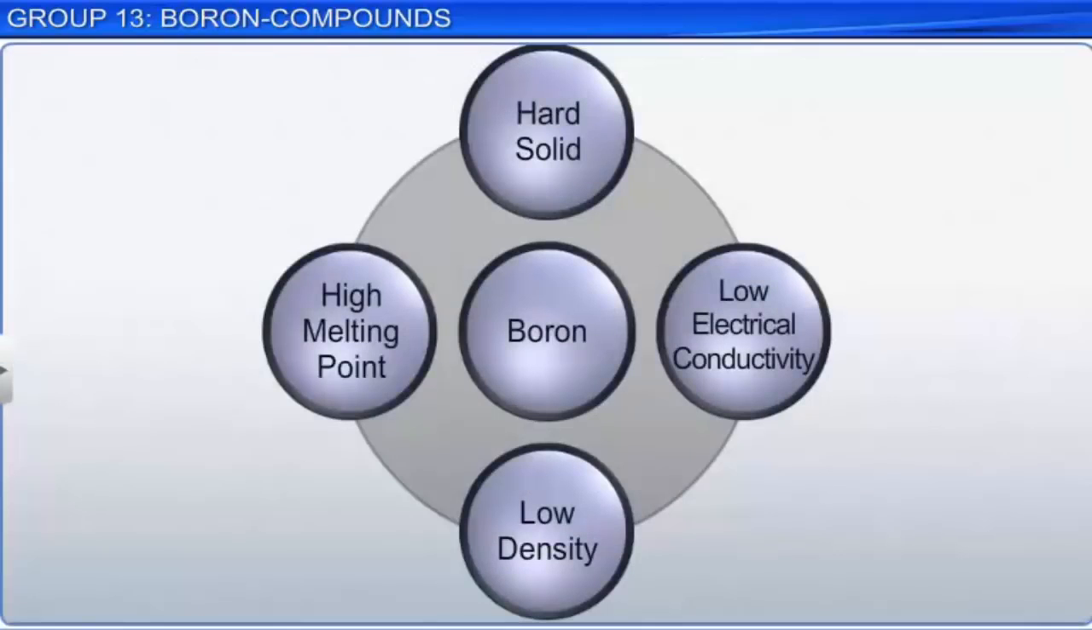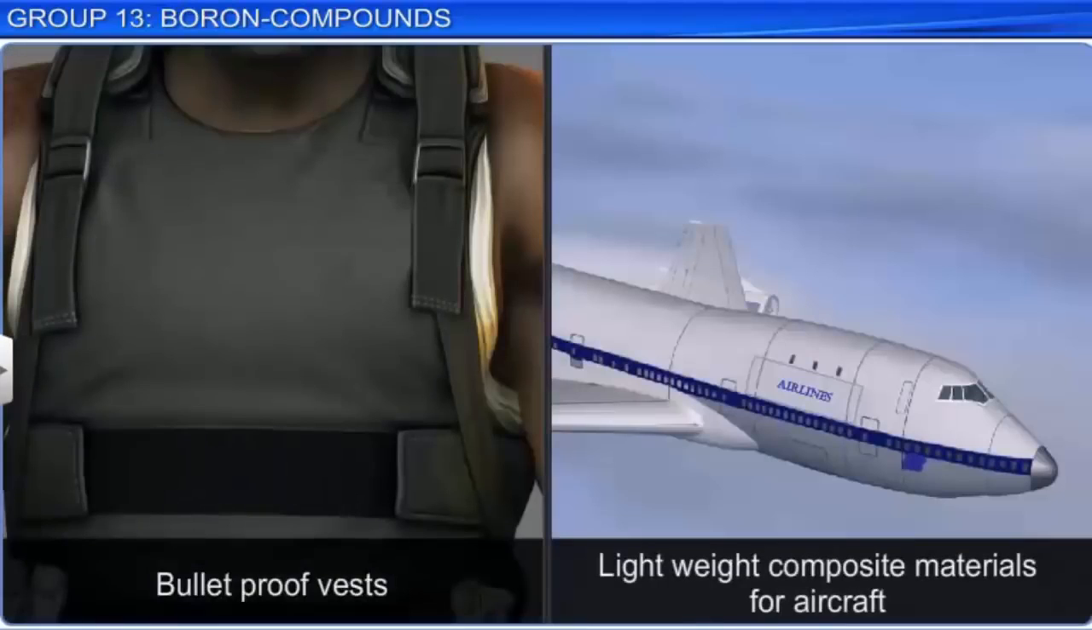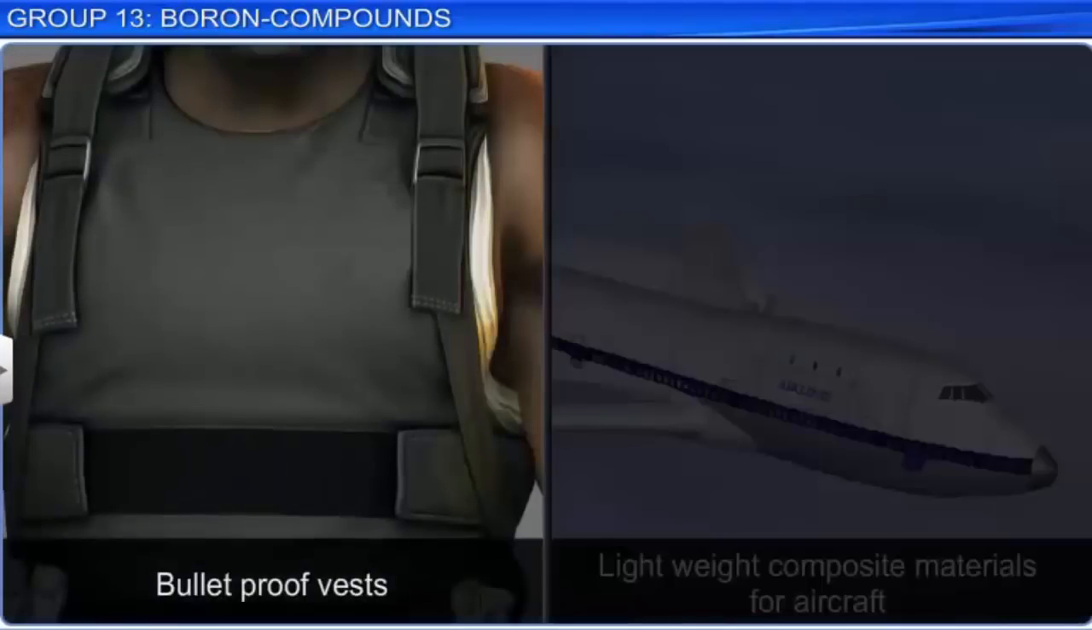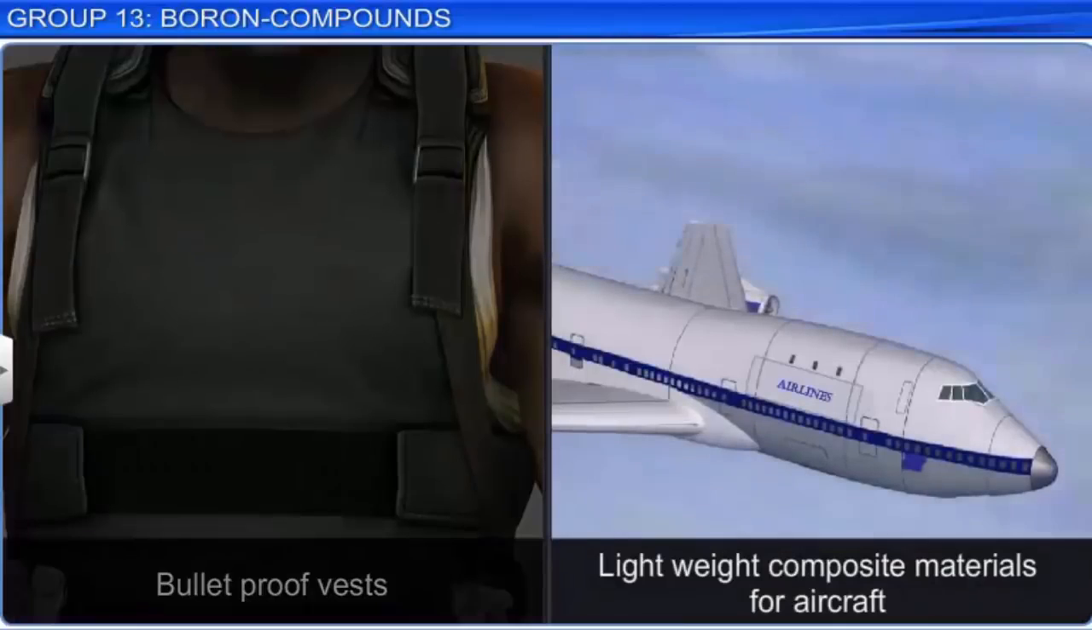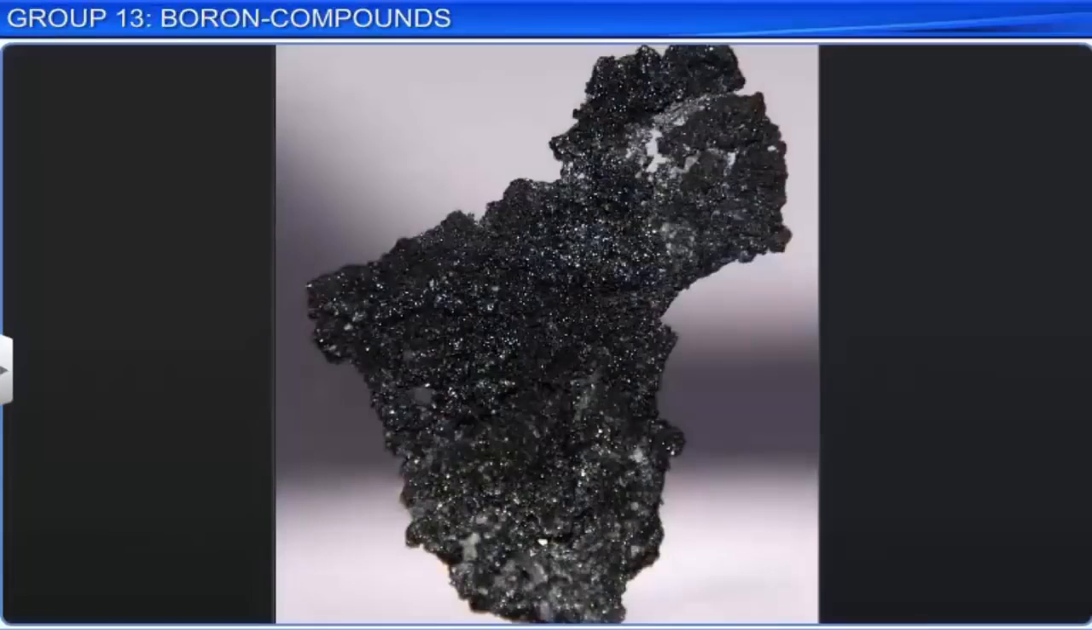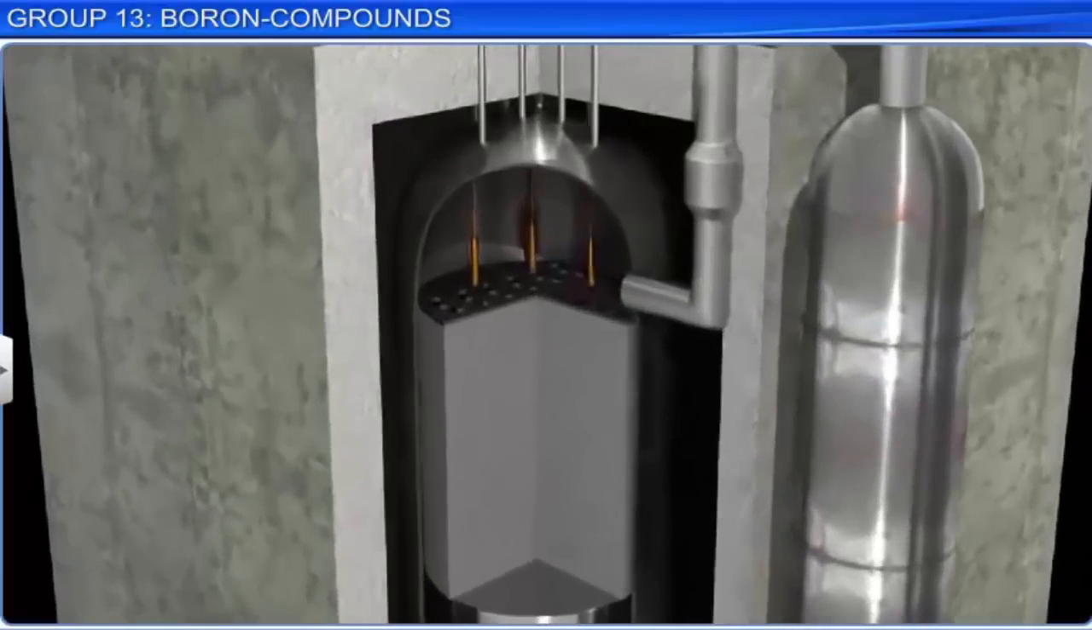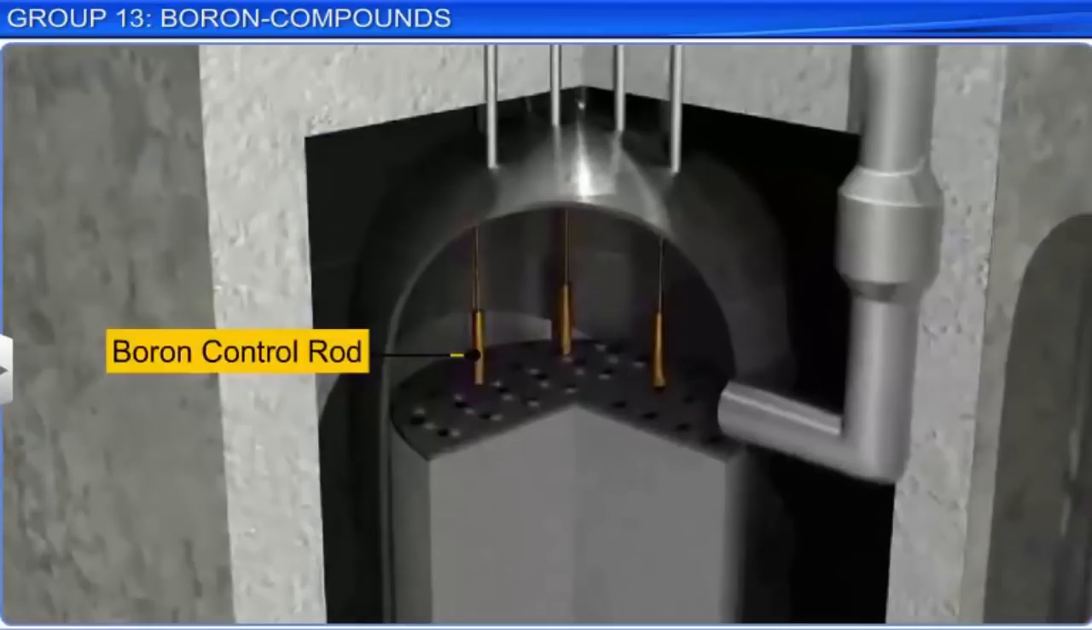Boron has a number of applications because it is a hard solid with a high melting point, low density, and low electrical conductivity. Boron fibers are used to make bulletproof vests and lightweight composite material for aeroplanes. The boron 10 isotope has a high ability to absorb neutrons. Therefore, metal borides are used as control rods and protective shields in nuclear power plants.